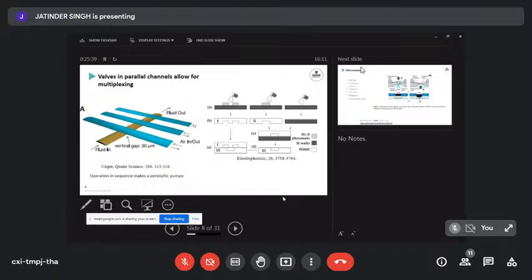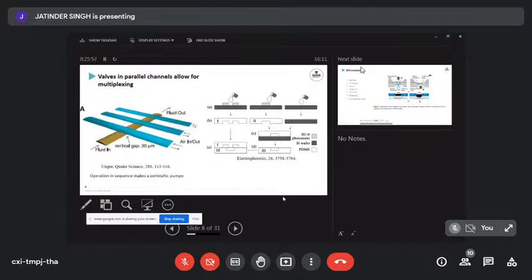If you put three in a row, you get this one to go down, that one to go down, that one to go down. Keep going, and you've got a peristaltic pump. So you can use it to stop liquid flowing from one point to another. You can also use the Quake valves as a pump.